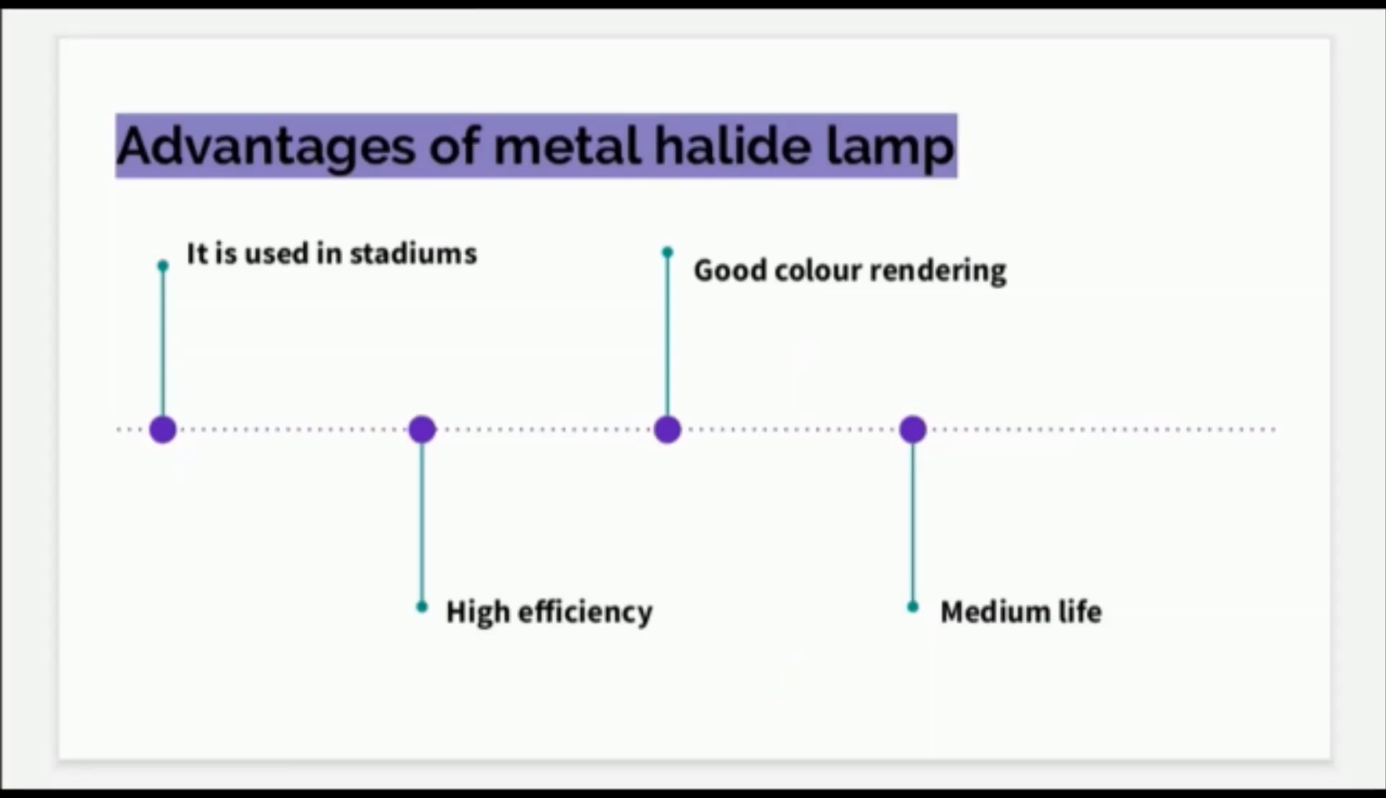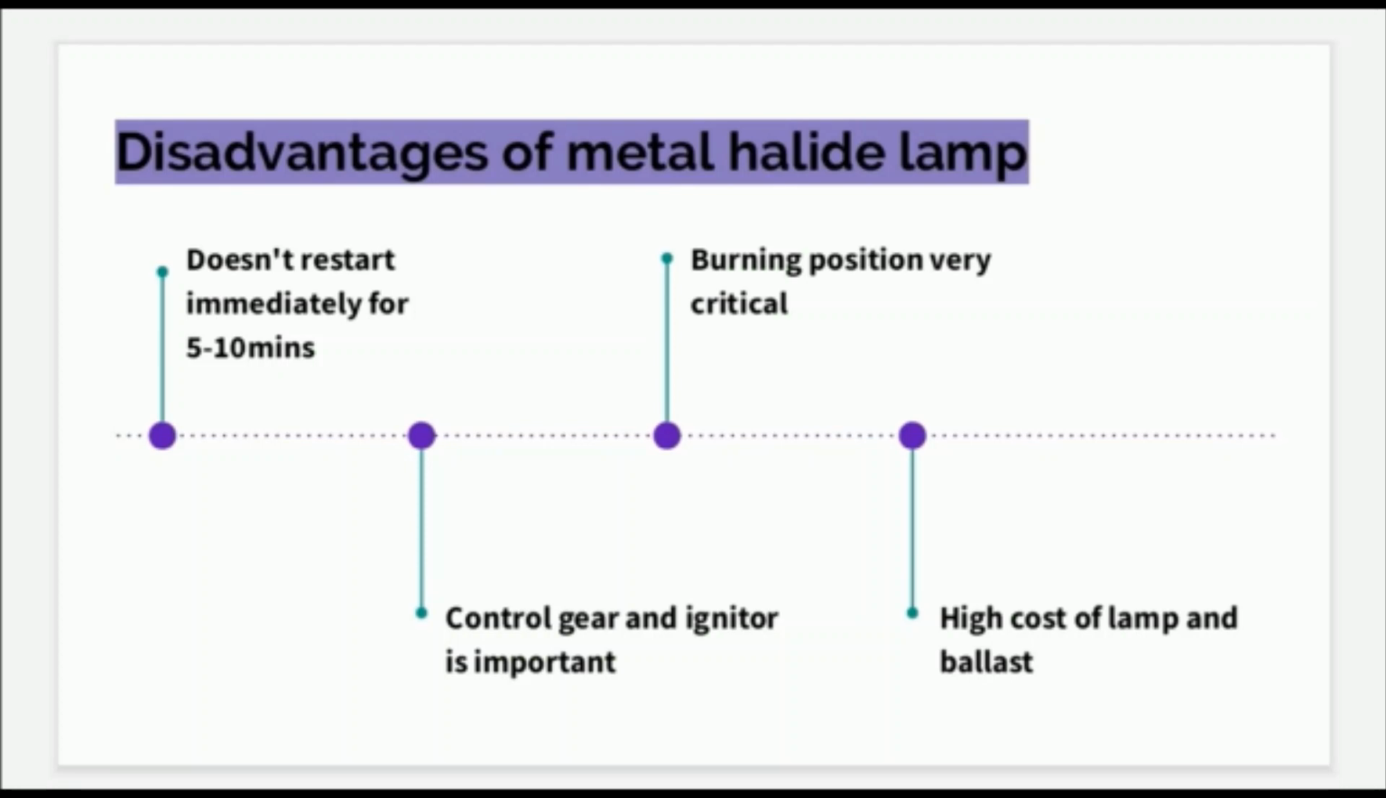Now let us see how a metal halide lamp works. It is an electric discharge lamp that uses radiation to create light. This radiation is formed when a mixture of metal vapor and dissociation of halides is formed. It is coated with phosphorus. Advantages are it is used in stadiums, it has high efficiency, good color rendering, and medium life. Whereas the disadvantages are it doesn't restart immediately, control gear and igniter is important, burning position very critical, high cost of lamp and ballast.